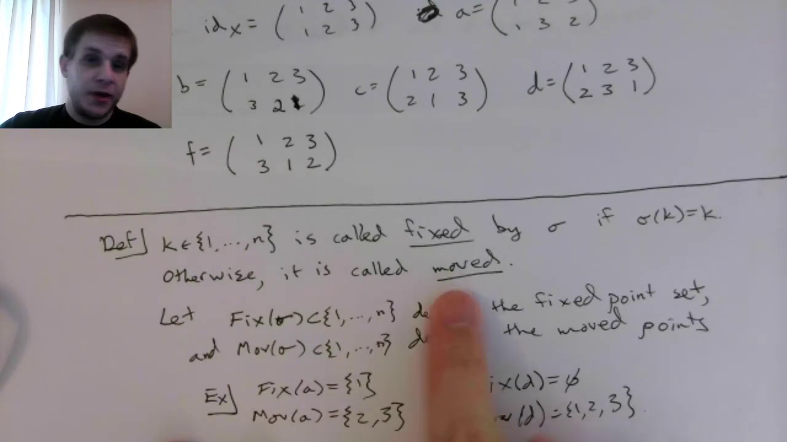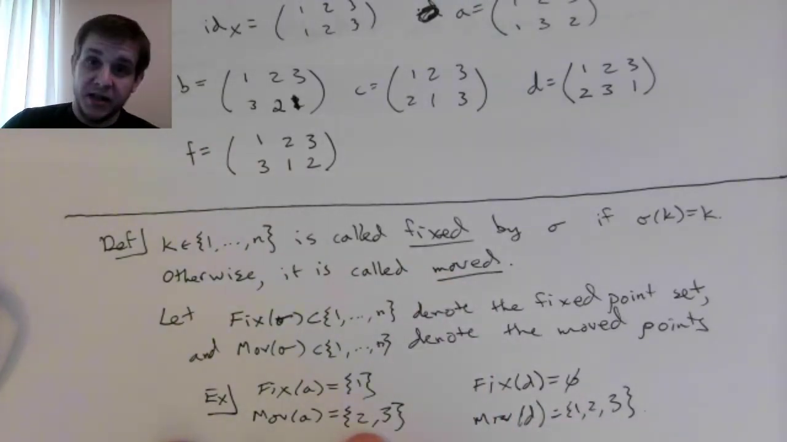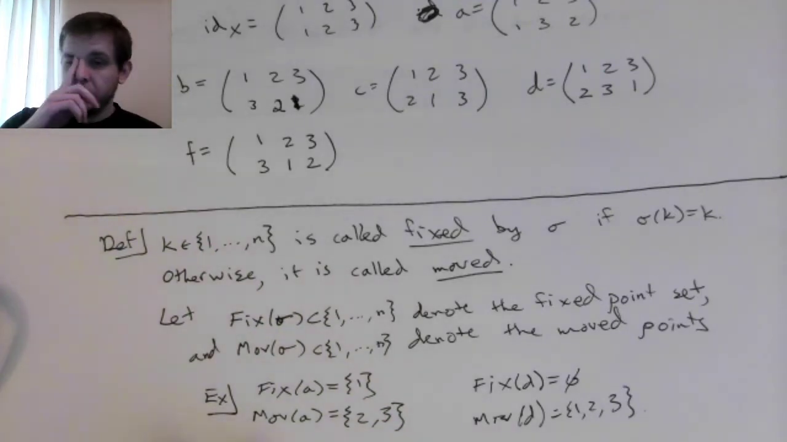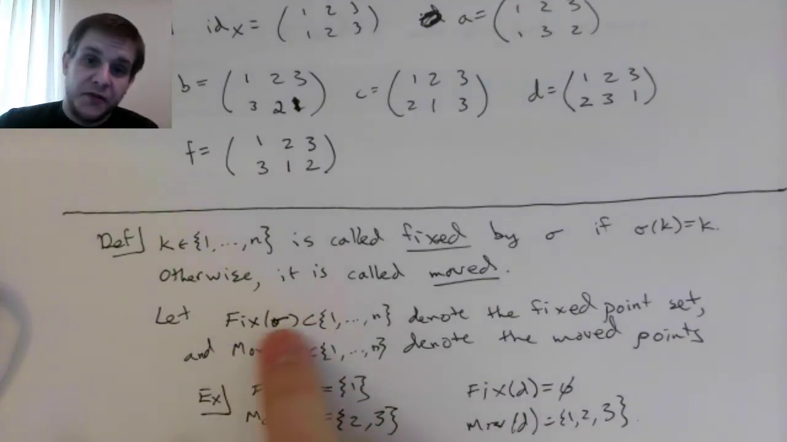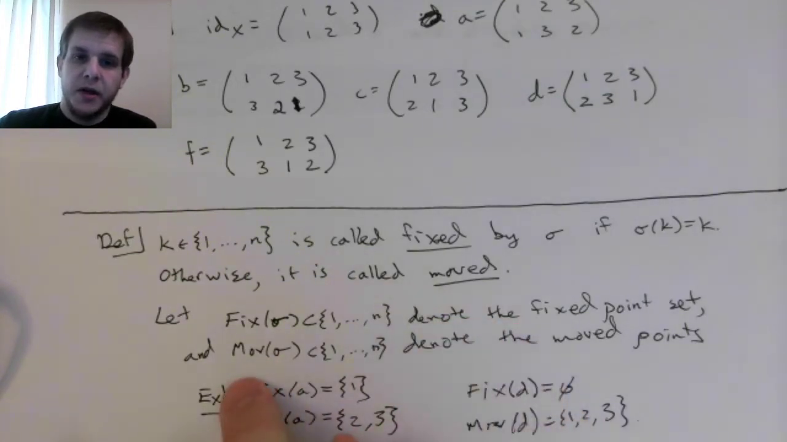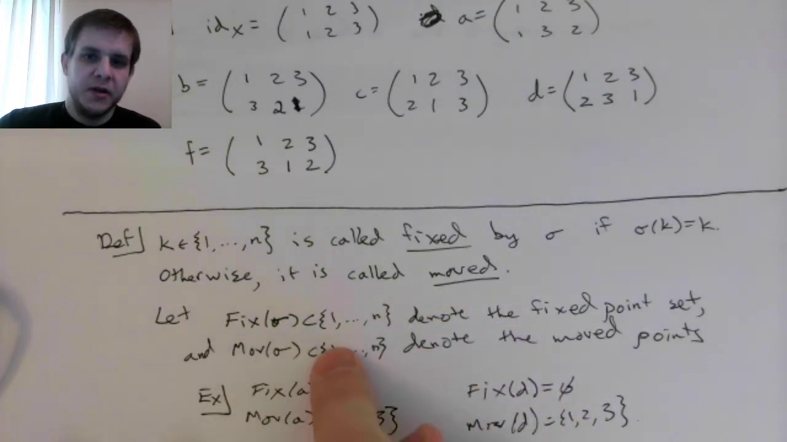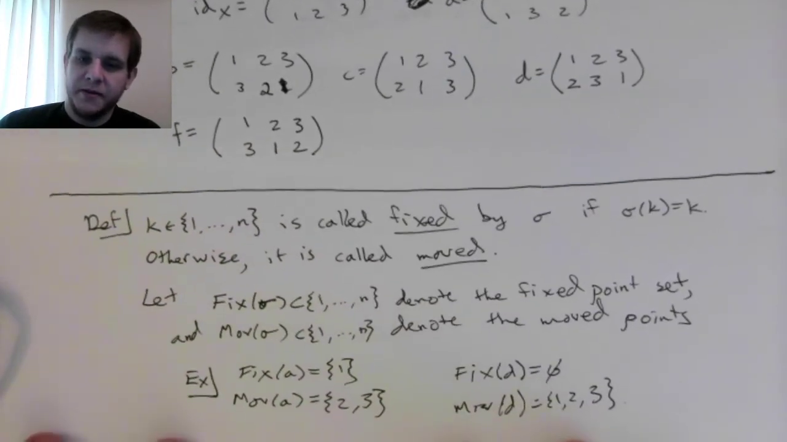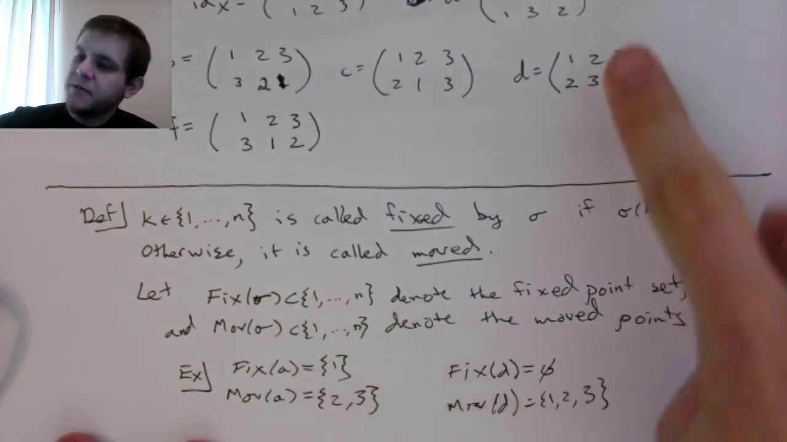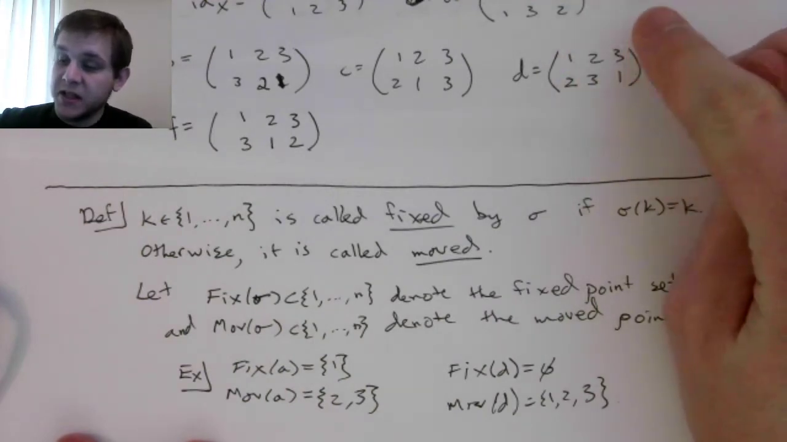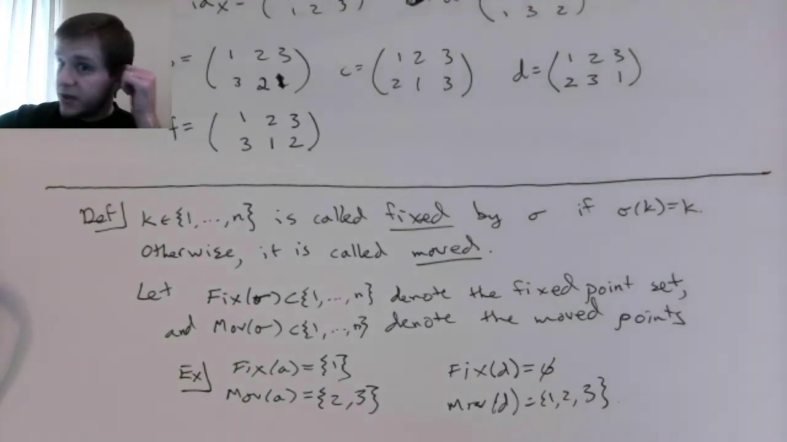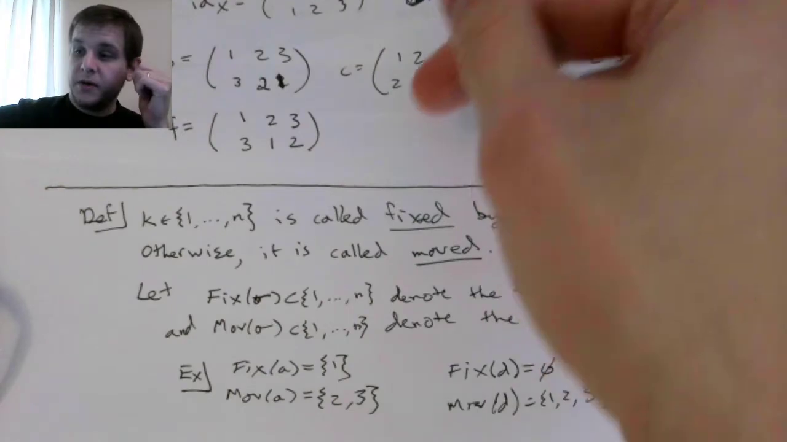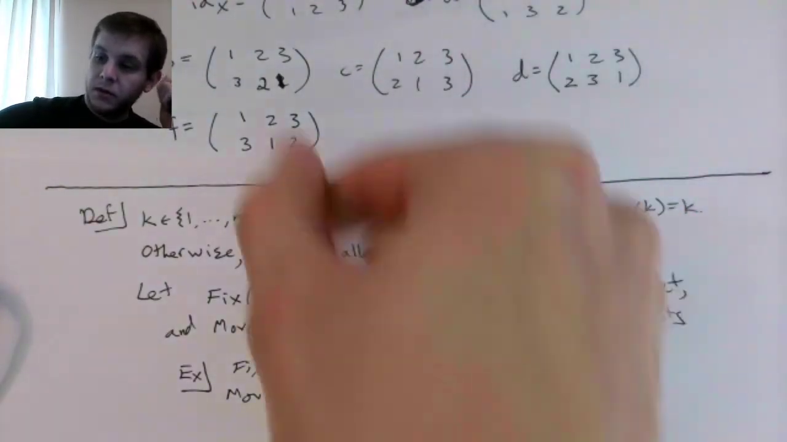If a number is not fixed, we call it moved. So the moved set of A is everything else, 2 and 3. And this is just notation. Fix of sigma is the set of fixed points, and move of sigma is the set of moved points. So I have these two examples. In D, for instance, everything moves. Nothing stays the same. This is the rotational picture: 1 goes to 2, 2 goes to 3, 3 goes to 1, and so on and so forth.